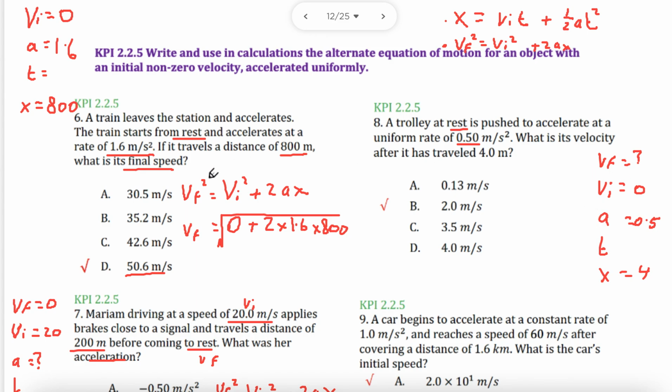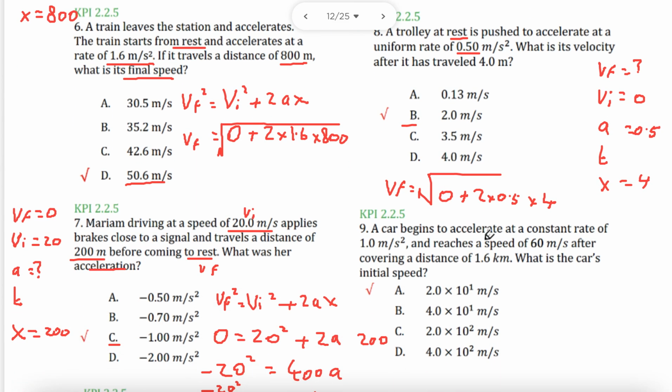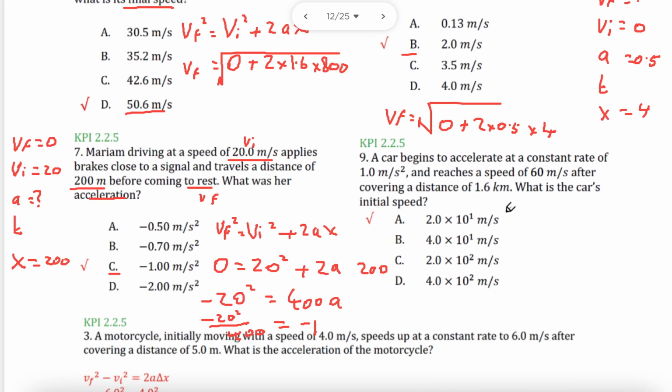So same formula, this one over here. This time I want the final velocity, so it's literally the same as this idea over here. So I'm going to skip that part, assuming you know it. I'm going to do the same thing over here. So I'll write V final, and I'll just directly go into the square root of V initial, 0, plus 2ax, plus 2 times 0.5 times 4. Doing that, I will get 2. Very good.